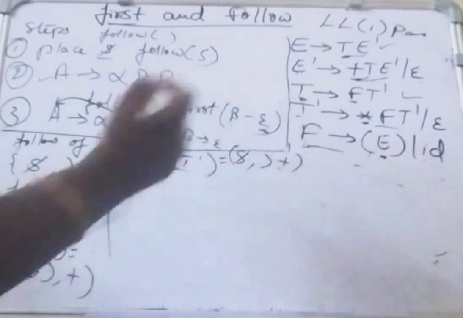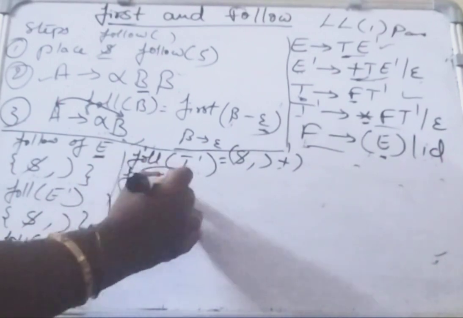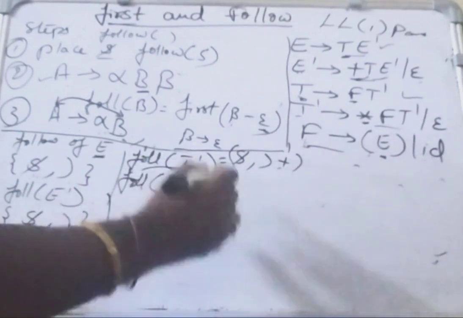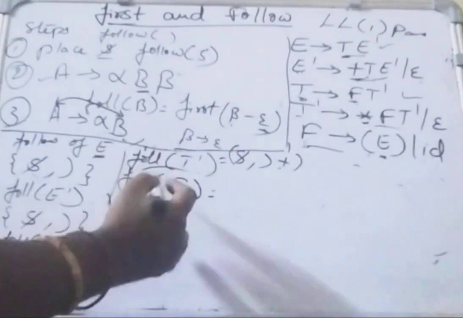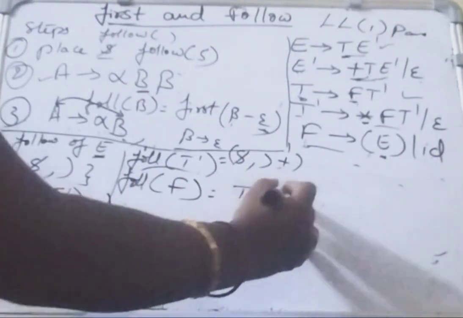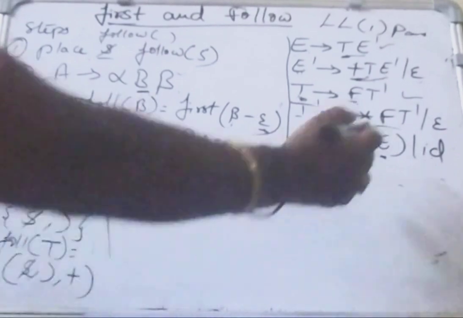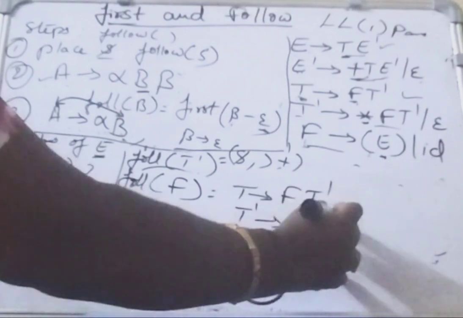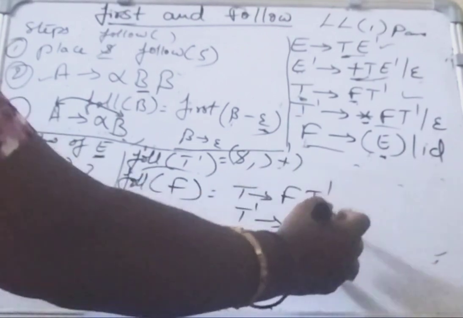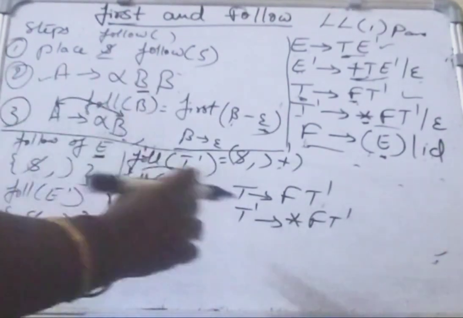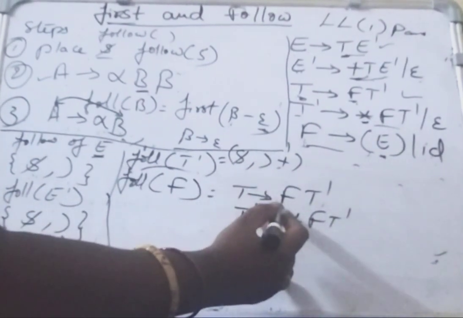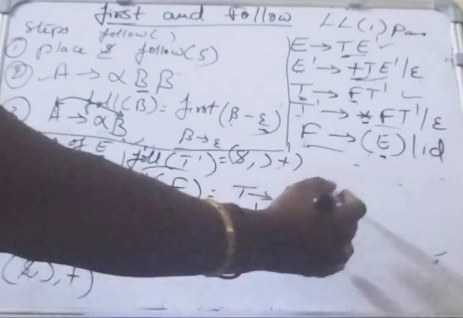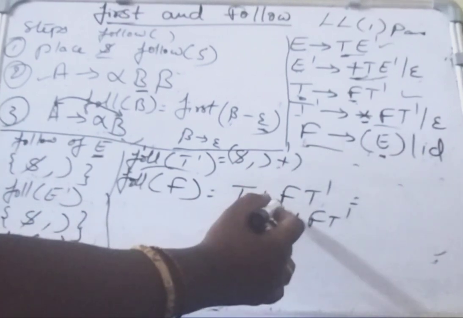Yes, follow of f. How to compute the follow of f? See where f is present at the right hand side. F is present in two productions: t derives ft dash and t dash derives star of ft dash. Now here you have to take the union of what you get from these two productions. Now I am going to find follow of f.